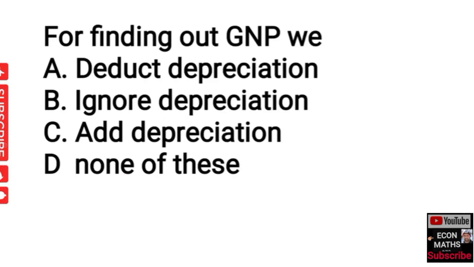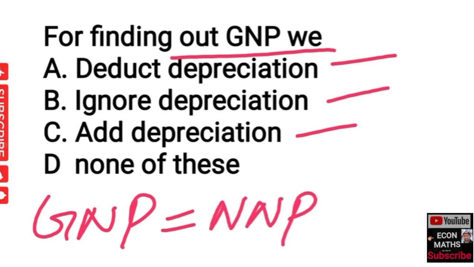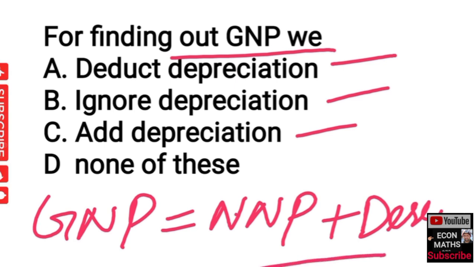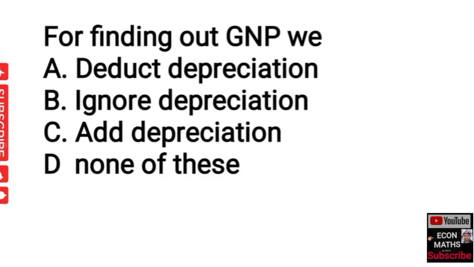Next question is, for finding out GNP, we deduct, the options are depreciation, ignore depreciation, add depreciation, or none of these. To find out GNP, GNP is equal to NNP plus depreciation. So we add depreciation to NNP to get GNP. So the correct option should be add depreciation.